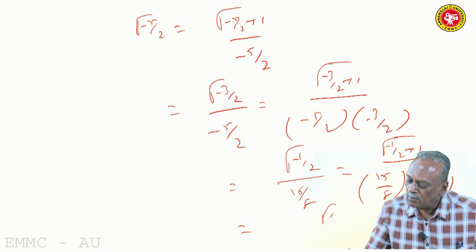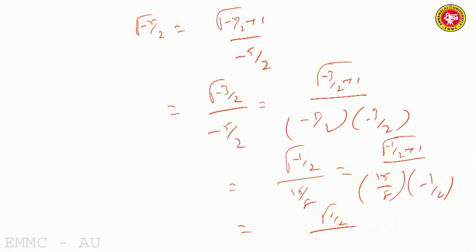Again using the formula, gamma of minus 1 by 2 plus 1 by 15 by 8 into minus 1 by 2. This is gamma 1 by 2 by minus 15 by 4, that is minus 8 by 15 into root pi. We know gamma 1 by 2 equals root pi, which we will prove now.